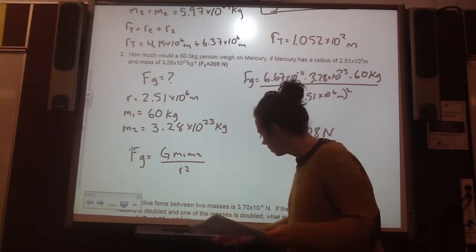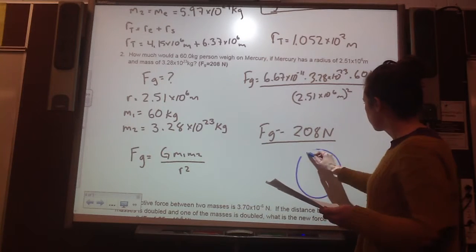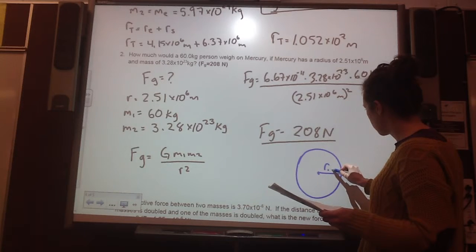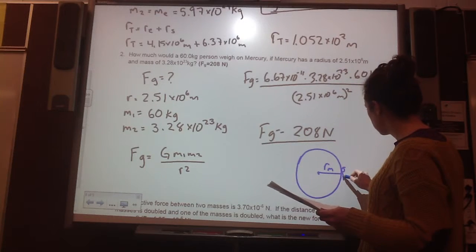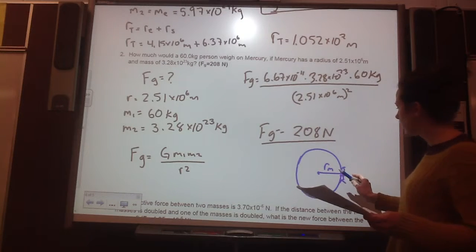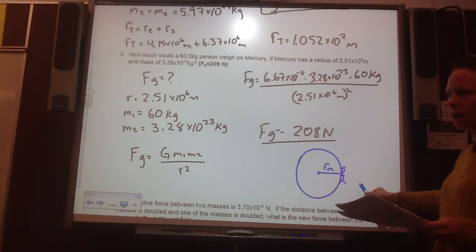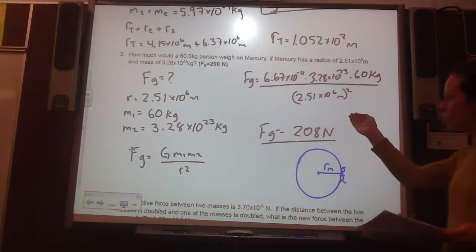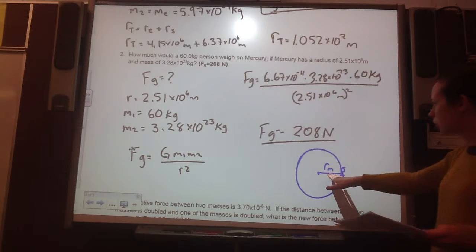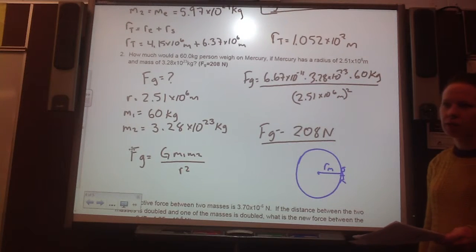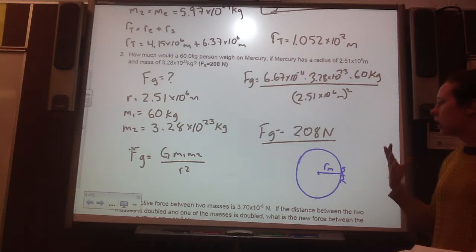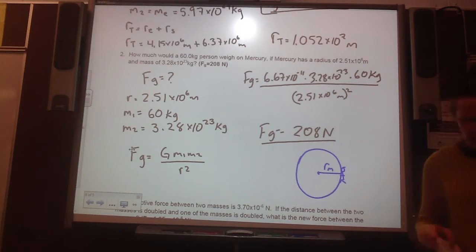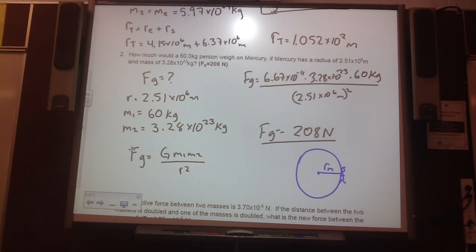Also, we're thinking about this being Mercury, so from here to here is the radius of Mercury. The person is standing right on Mercury, so there's no extra radius that you need to add on to it. It's just the radius of Mercury. So it's different than our first one where we had to find RT. For this one you just take the radius of the planet or object if the other object is directly on top of it. Okay, now we'll move into our last example.